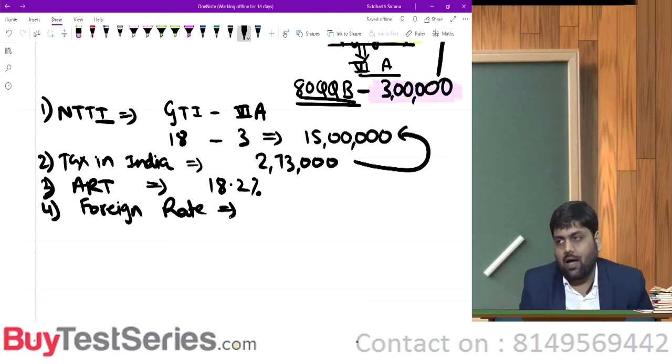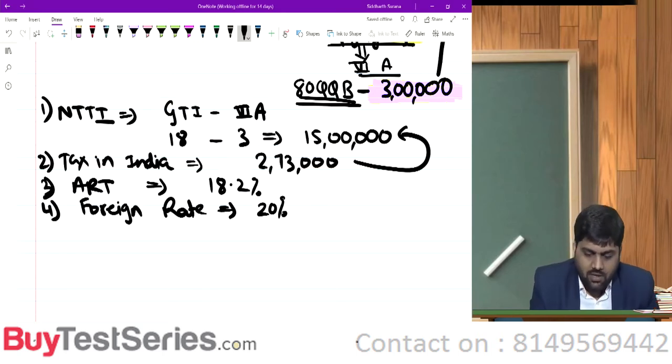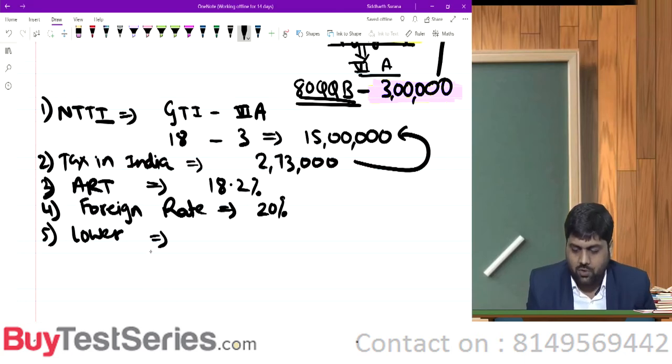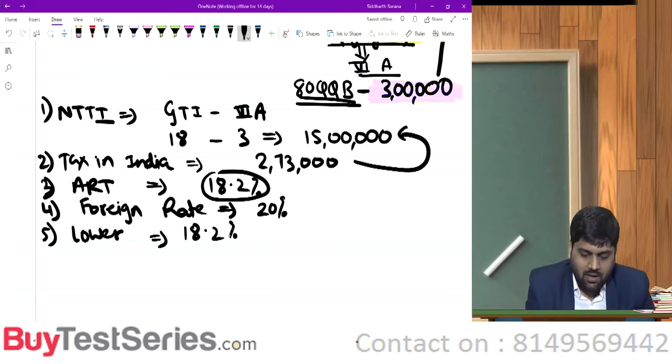In the first example, I already told you that the foreign rate has to be always given. If the foreign rate is not given, the question is wrong. Foreign rate 20%, given to you in the question. And while choosing now Indian rate or foreign rate, whichever is lower, if you choose 18.2 as your answer, you have not done anything big in life. Obviously 20 or 18.2, whichever is lower, 18.2%.